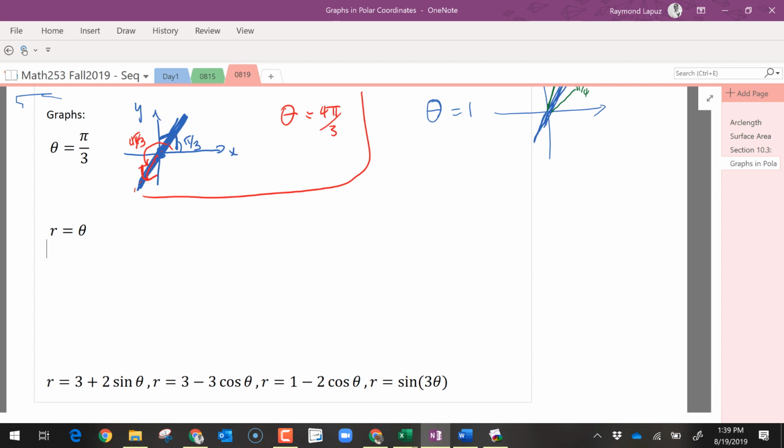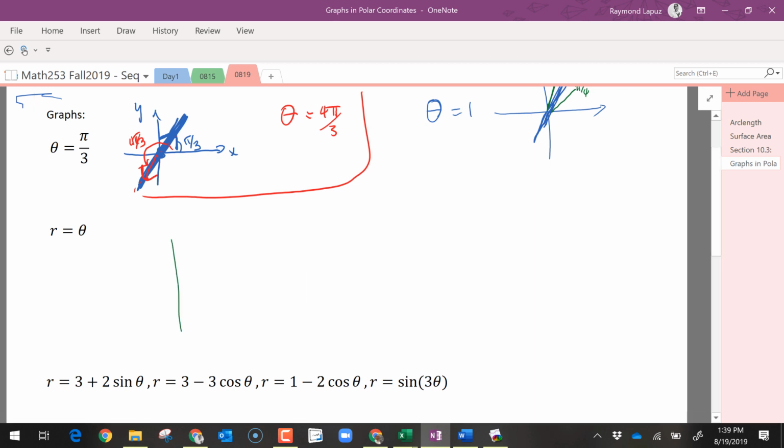So if you are R, your ray, and R is equal to theta, when theta is equal to 0, what's your R going to be? And when theta is equal to 1, what's your R going to be? And we have an angle 1, right? We know what that angle is, somewhere in the first quadrant. Theta is equal to 2, what's your R going to be? 2. Can you picture what's happening? What is it? It gets big, so spiral.